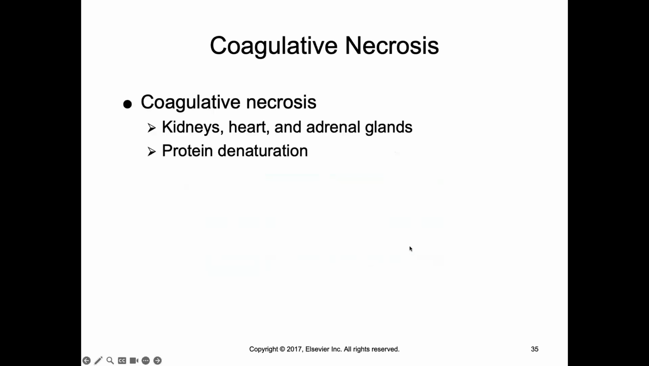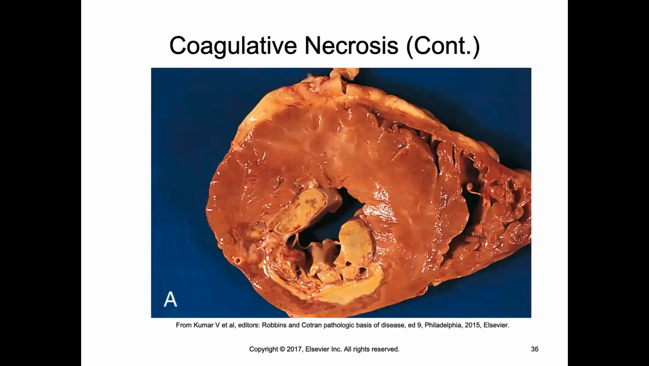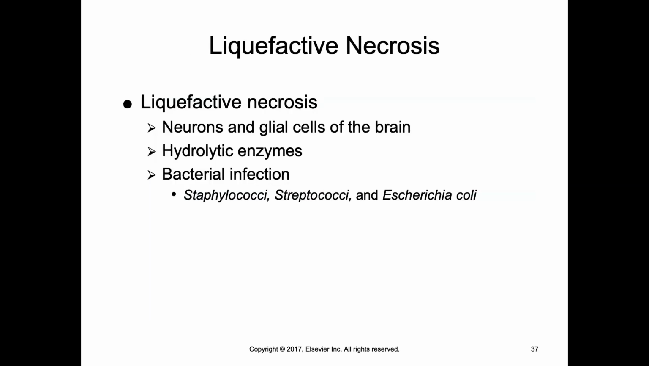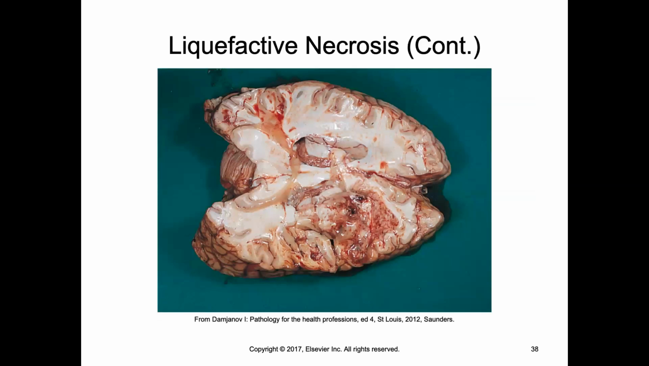So coagulative necrosis: kidneys, heart, and adrenal glands, resulting in protein denaturation and loss of function. You can see examples here. Liquefactive necrosis: neurons and glial cells of the brain, hydrolytic enzymes, bacterial infections such as staph, strep, and E. coli. You can see an example here.